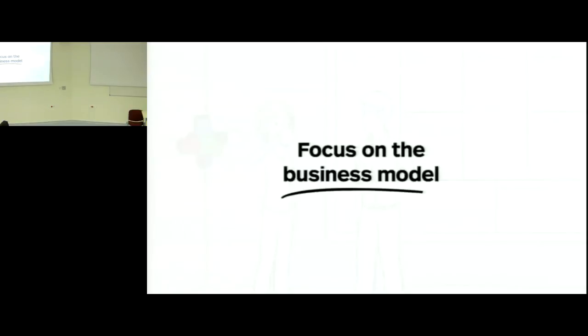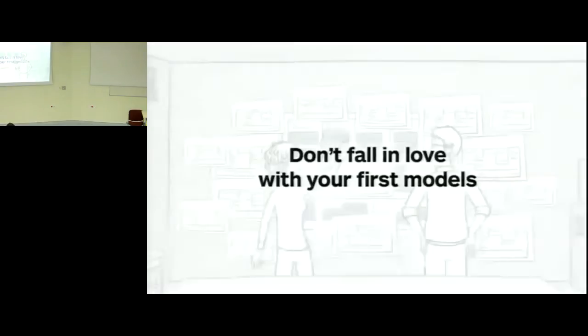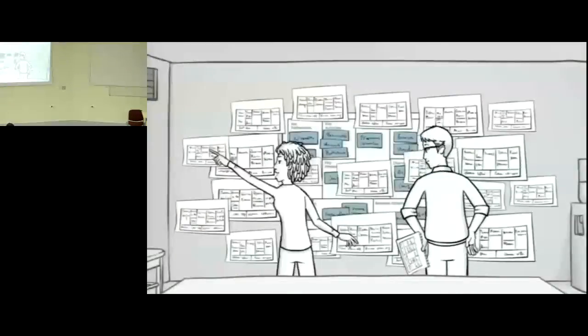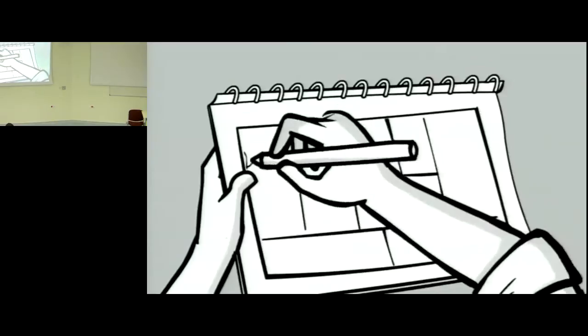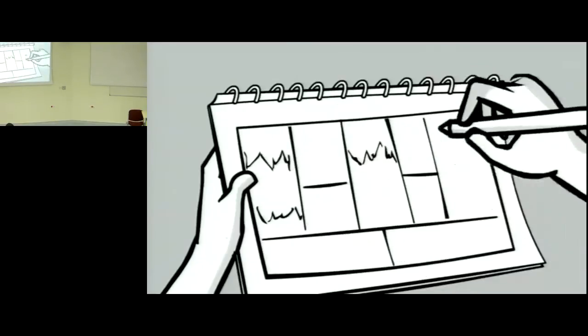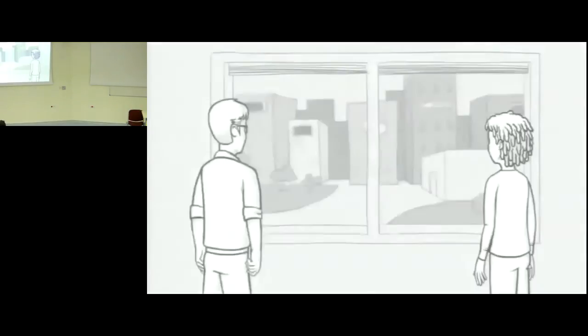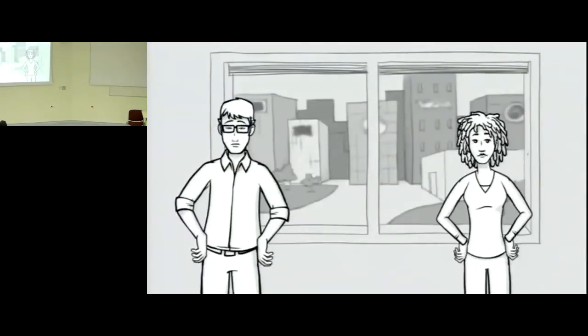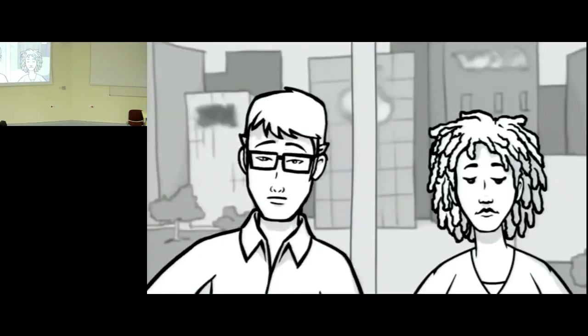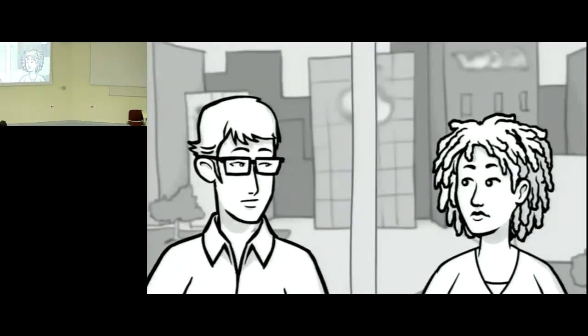First, focus on the business model, not just your product, technology, or service. Second, don't fall in love with your first models. The best models are built on clever, unexpected elements, and that comes from creating many less obvious versions. Which leads to the third rule. Iterate rapidly and test your models early, in the real world. How do you do that? Don't worry, guys. We're about to learn all about the real world beyond our canvas.